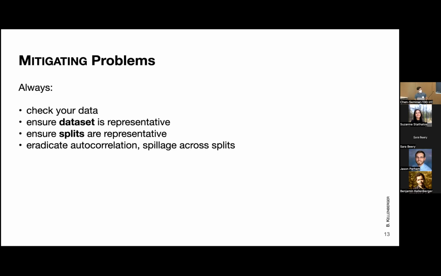Make sure to remove autocorrelation. So for example, temporal autocorrelation or spatial, like two neighboring samples sharing characteristics because they are close to each other. Make sure to eliminate that as much as possible, and especially spillage across splits. So if you use a convolutional neural network, never do spatial random sampling because you're going to have neighboring effects.